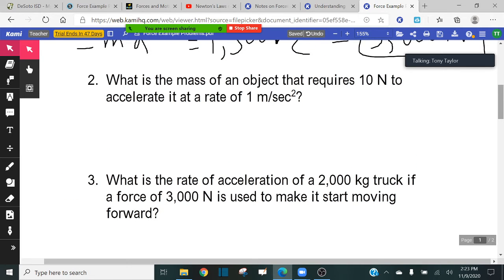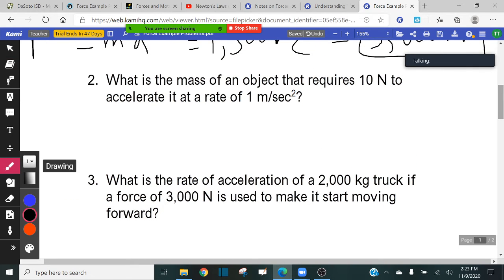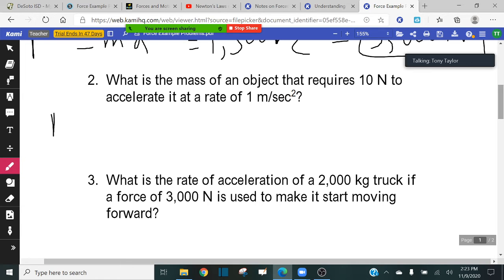Okay, let us now look at number two. Number two says, what is the mass of an object that requires a 10 Newton force to accelerate it at a rate of 1 meter per second squared? Okay, so guys, what we're going to have to do here, we're going to have to take Newton's second law and rearrange it. So force equals mass times acceleration. Here we're being asked to find mass.